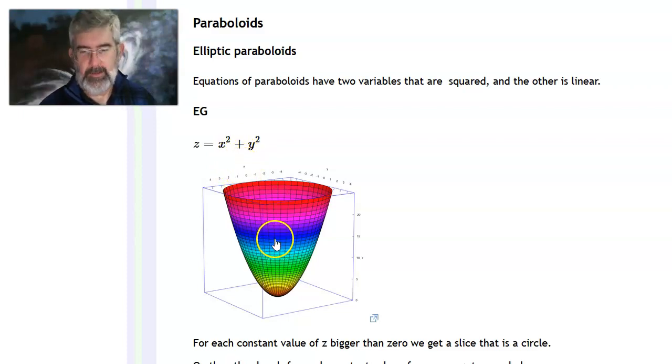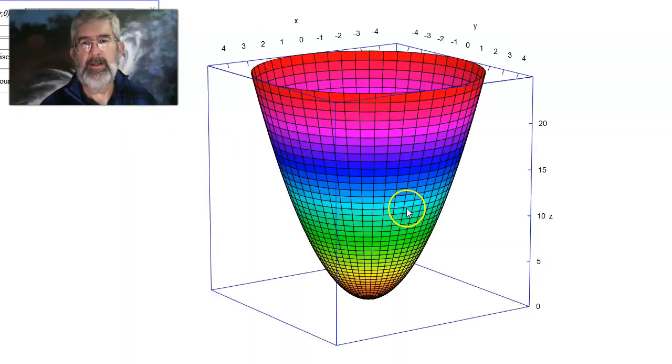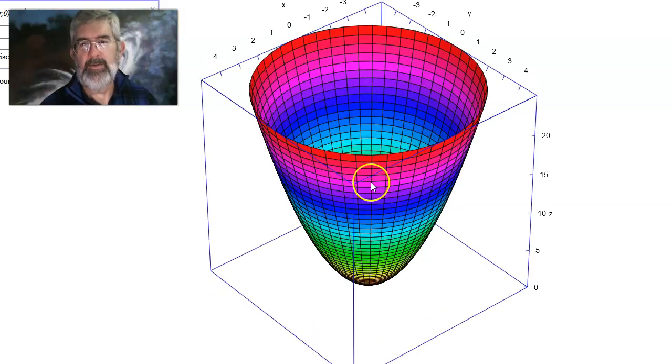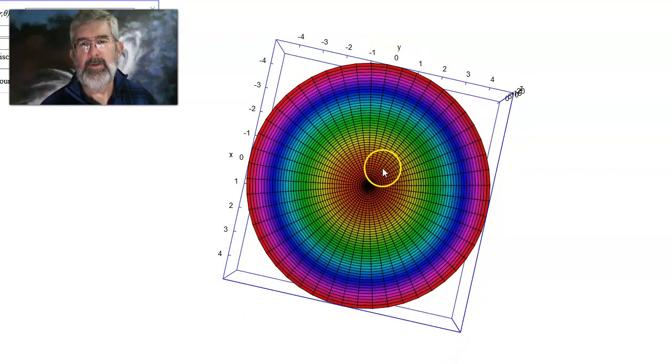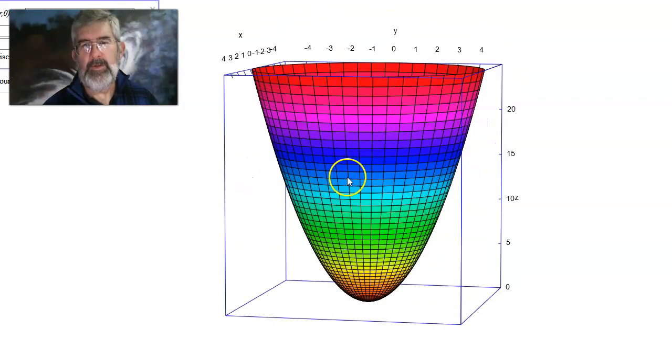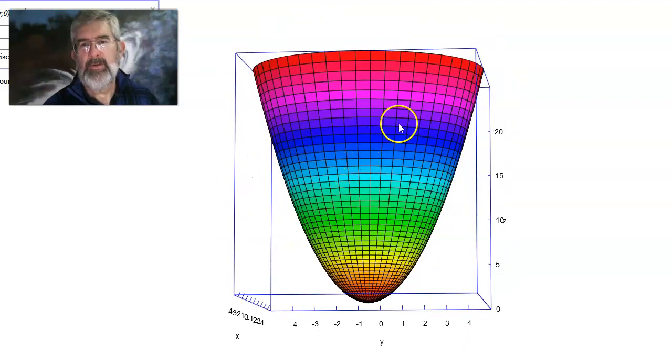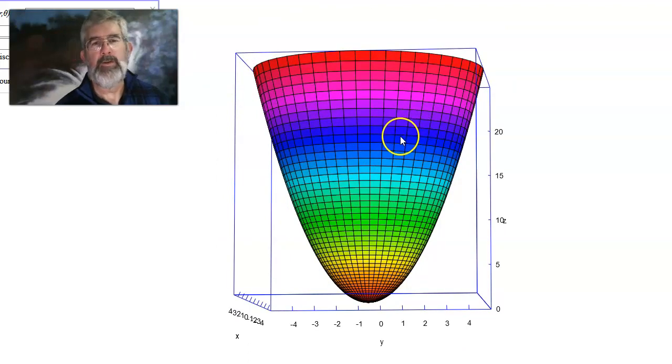In fact, if I click on this graph, I think that I can look at this in a 3D fashion. If I look straight down on this, you can see this is colored by height. So each color is a different height. Actually, each ring is a different height. And you can see those circles there for the slices for constant values of z.